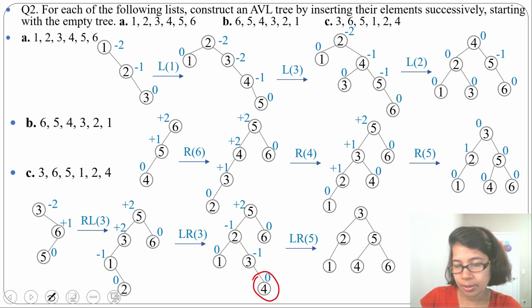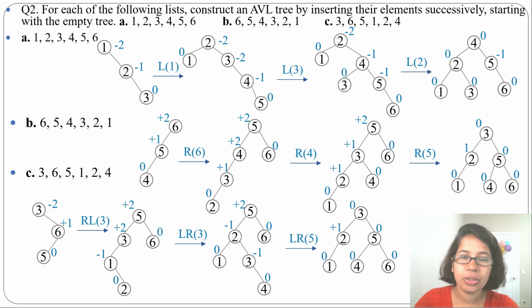Now check the balance factor. Balance factor of 1 is 0, 4 is 0, 6 is 0, 2 is plus 1, 5 is 0, 3 is 0. This is an AVL tree. So when we are inserting as a right child in the right subtree, we will do L rotation. When we are inserting as a left child in the left subtree, we will do R rotation. When we are inserting as a left child in the right subtree, we will do RL rotation. When we are inserting as a right child in the left subtree, we will do LR rotation.